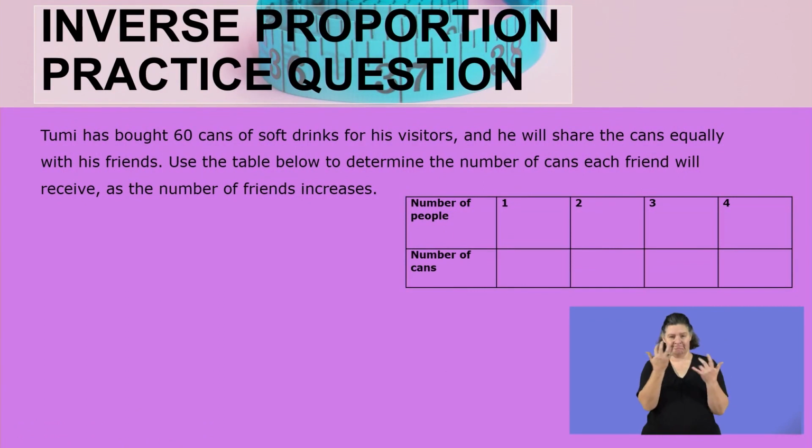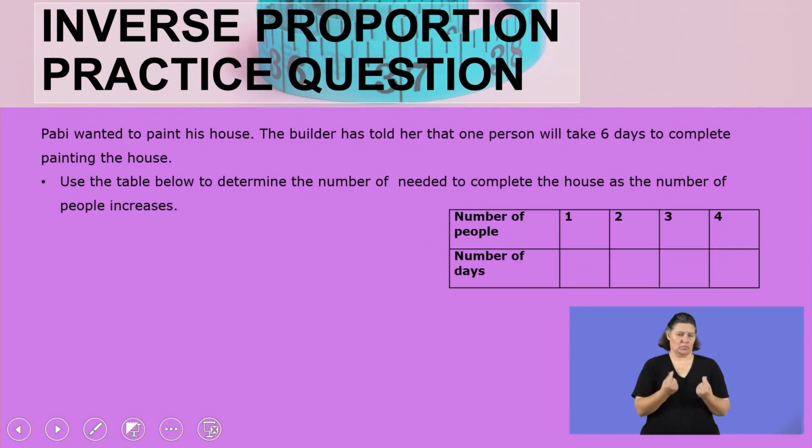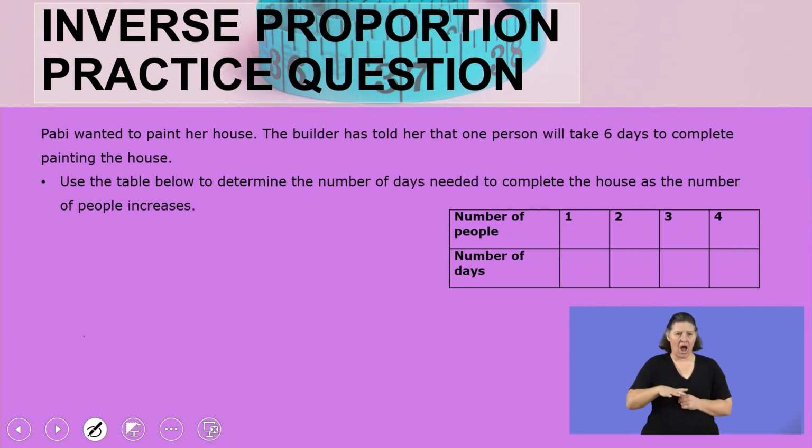Okay, let us move on. This is the worked example that I was doing with you. I can move to the next one. Pabi wanted to paint her house. The builder has told her that one person will take 6 days to complete the painting. Use the table below to determine the number of days needed to complete the house as the number of people increases. So now, if Pabi's builder got one person to assist him, therefore they are two. Remember, for one person, it takes 6 days.